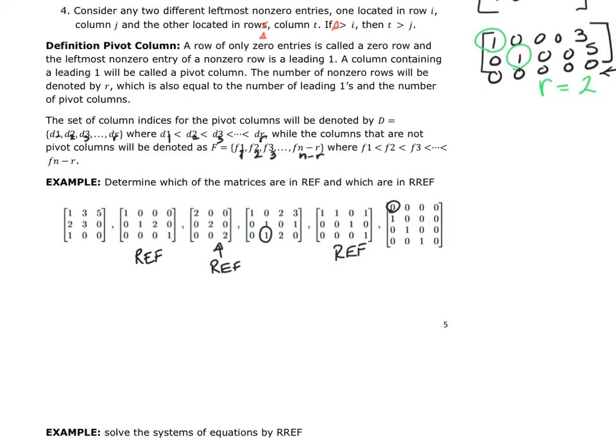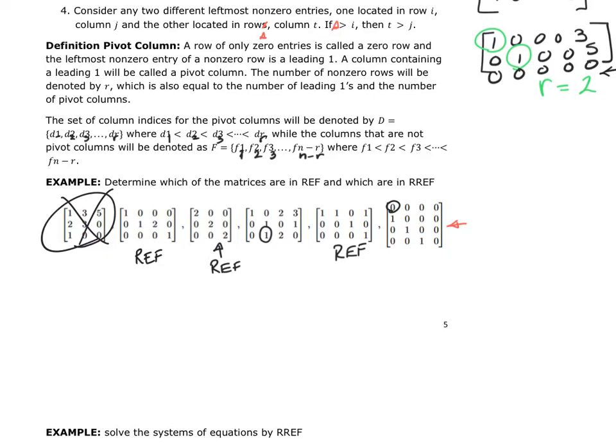I take a look at this one, and this is not even close to being in row echelon form. Now, which ones are in reduced row echelon form? This one, if I were to switch it up, so I'd take row 1 down to the bottom, and I take row 2 up 1, row 3 up 1, row 4 up 1, then that would be in reduced row echelon, but in its current form, it is definitely not.